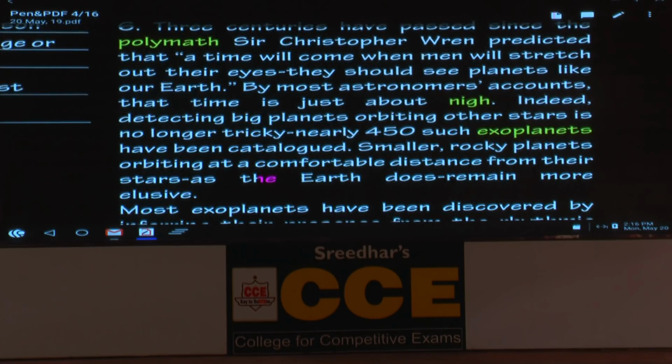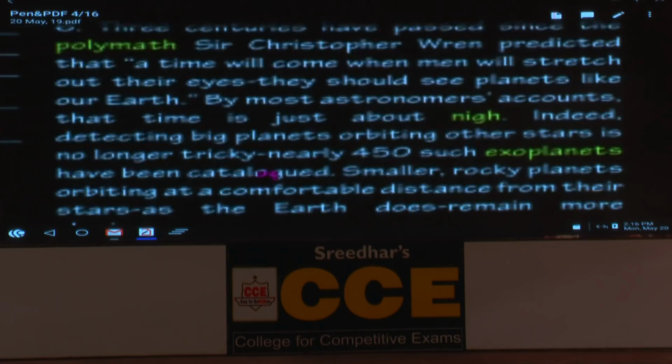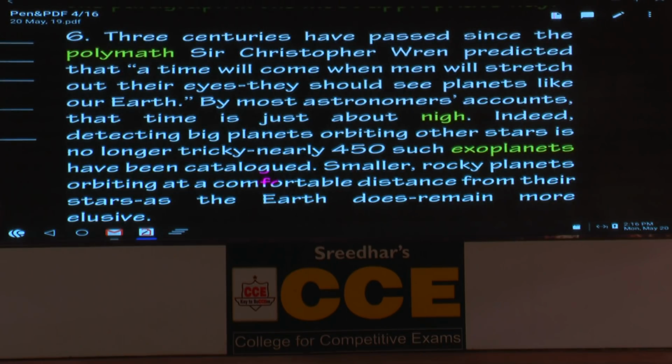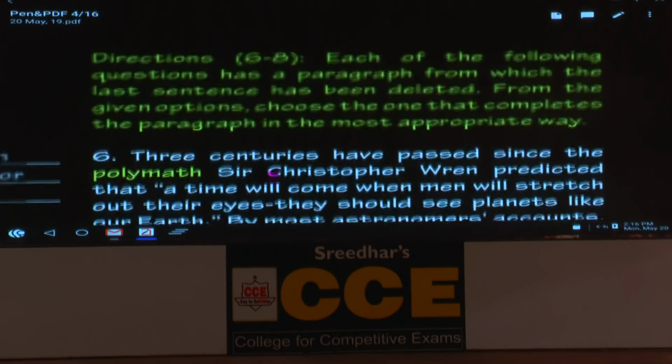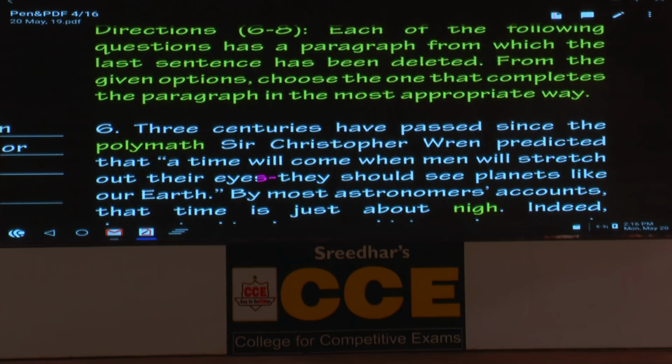Now see, look at this one. Is it a short sentence or a long sentence? It looks like a paragraph. But the whole question, I think 2 or 3 sentences are there. We'll see the instructions. Each of the following questions has a paragraph from which the last sentence has been deleted. These questions go with para completion.